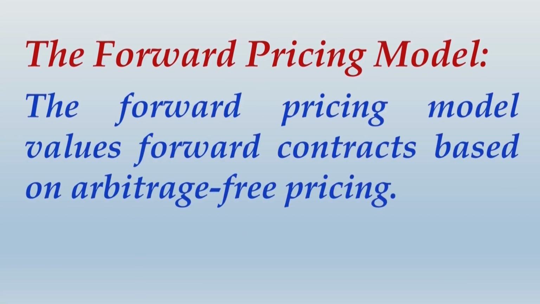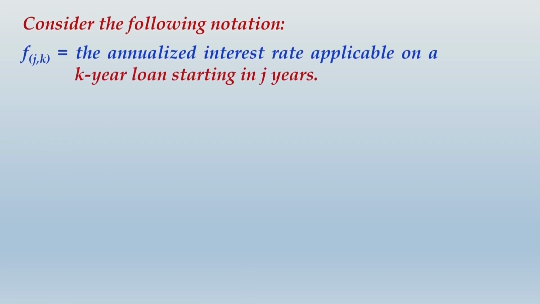The forward pricing model values forward contracts based on arbitrage free pricing. Now, what is arbitrage free pricing? Let us move ahead and consider some notations over here. We have already written one thing earlier. Small f j,k indicates the annualized interest rate applicable on a k year loan starting in j years. Correct? It is a k year loan starting after j years.